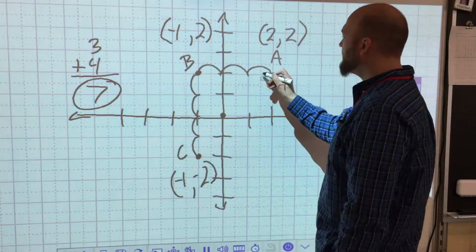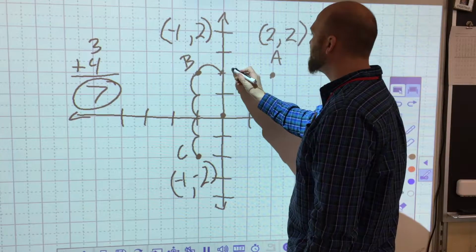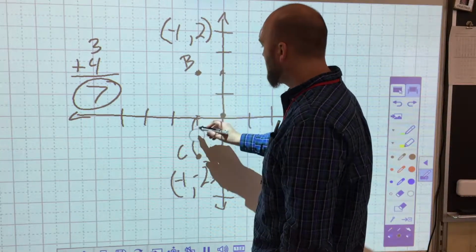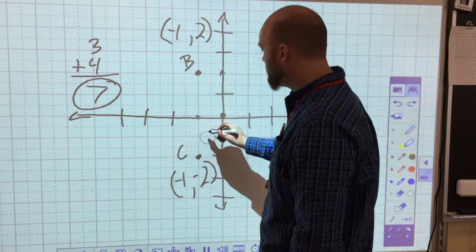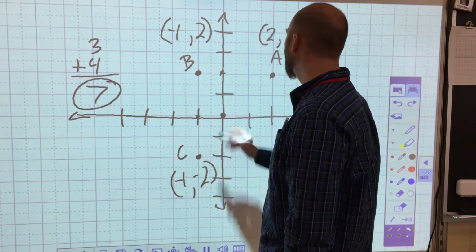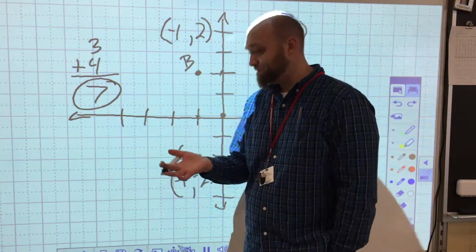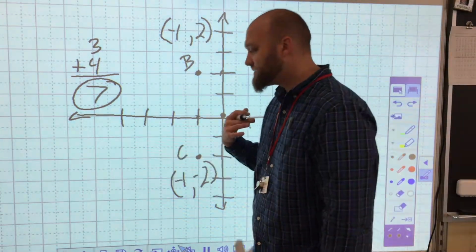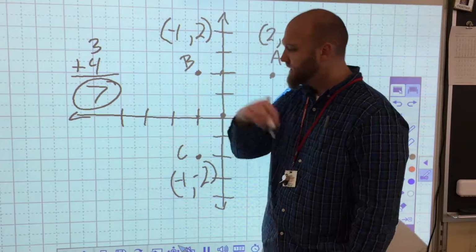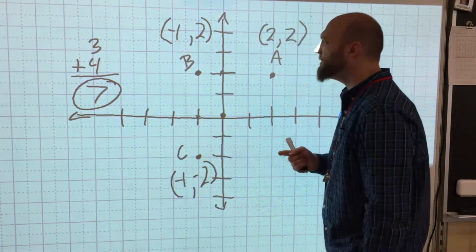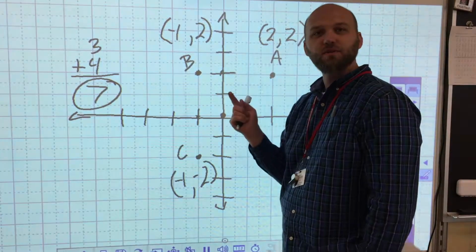But is there a way that I can do this without a coordinate grid? Now, what happens if you get on your test and you don't have a coordinate grid? Are you allowed to draw one on some scratch paper? Absolutely. Are you allowed to make a note for yourself? Use your whiteboard. Any of those things would be perfectly acceptable. But what happens if I just have these numbers?